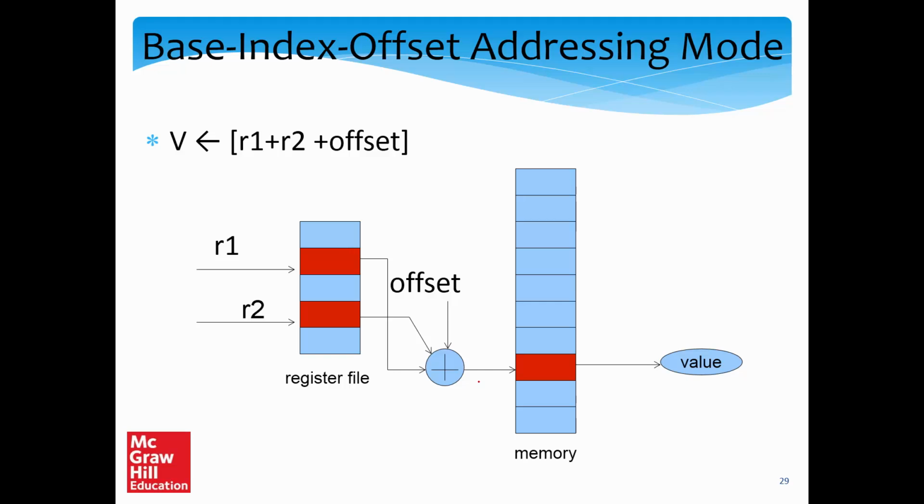Let's take a look at the base index offset addressing mode once again with a better diagram. In this case, we have two registers, R1 and R2. Both registers are used to access the register file. We add their contents plus the offset. Then we access memory and we use the value.